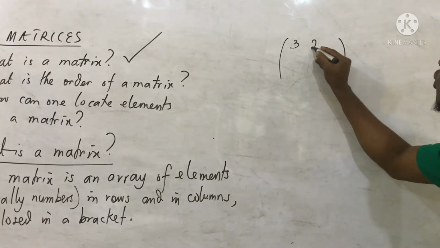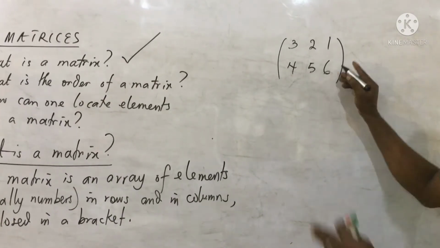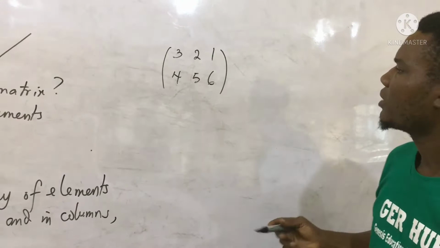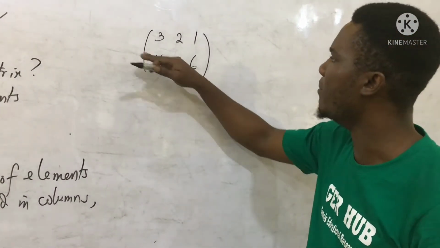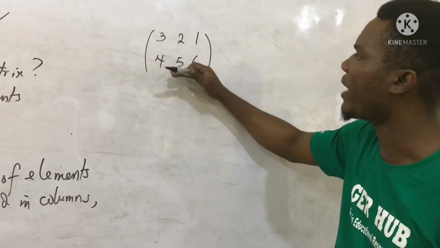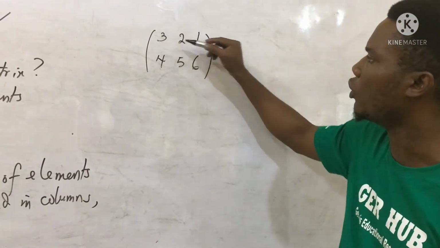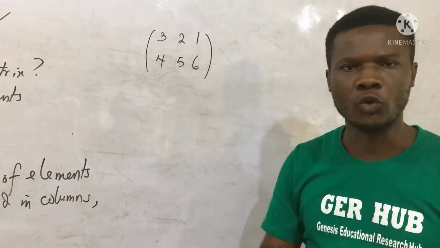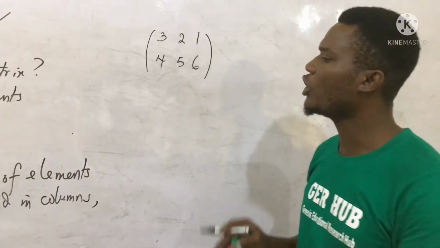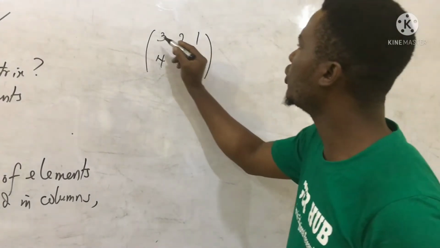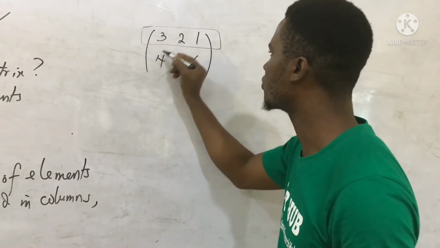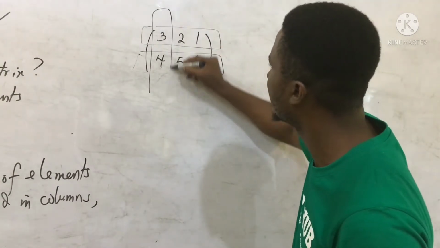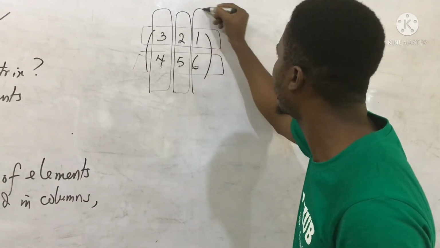I could have 3, 2, 1, 4, 5, and 6 put in this structure within a bracket, and that will make a matrix by the definition, because there is an arrangement here having elements 3, 2, 1 in rows, 4, 5, 6 in rows, and then 3, 4 in columns, 2, 5, 1, 6 in columns. Now I'm going to start to clarify what we mean by rows and what we also mean by columns. In our idea of matrices, we use the horizontals to represent rows, but the verticals are columns.